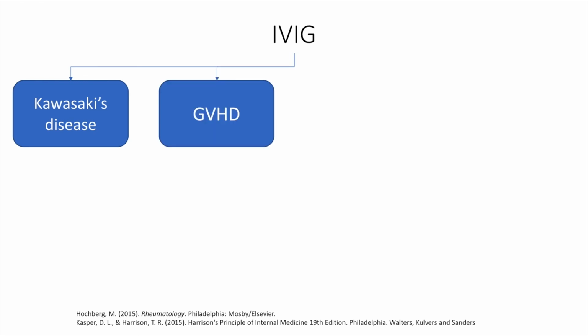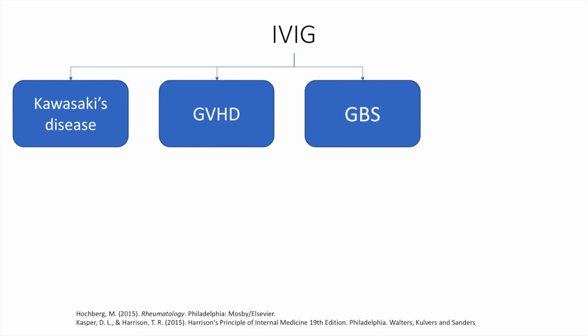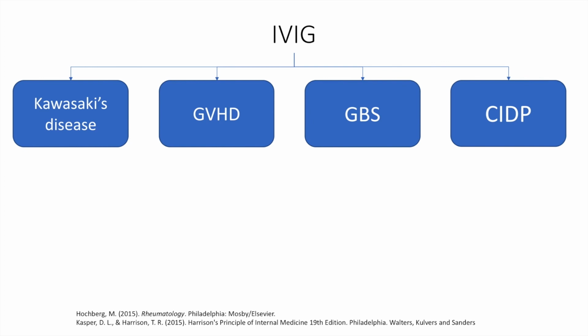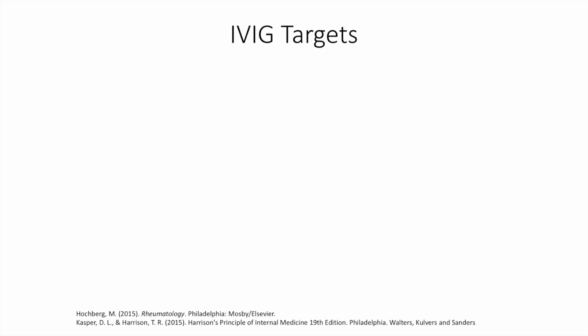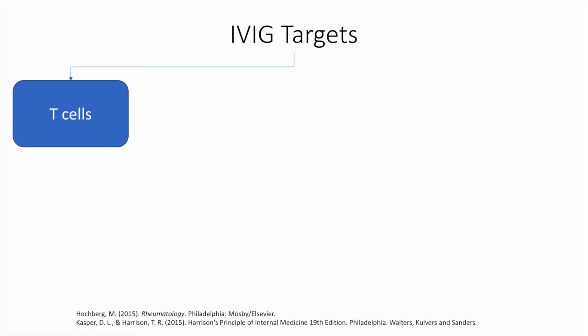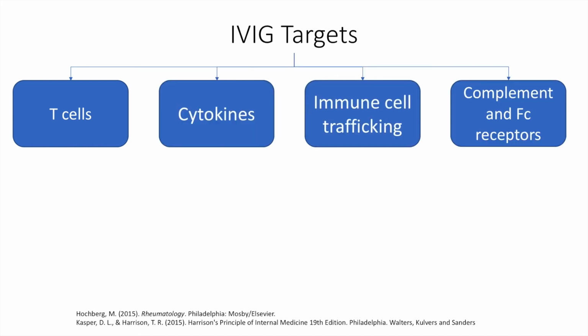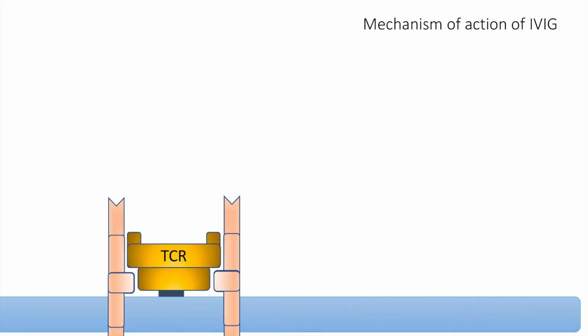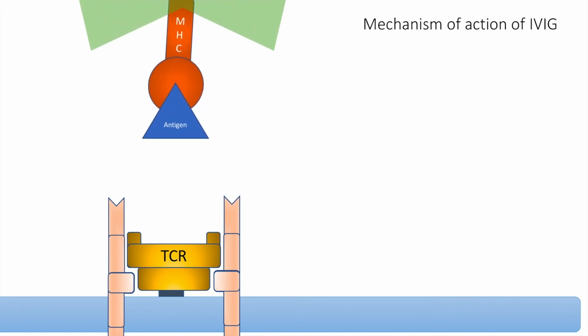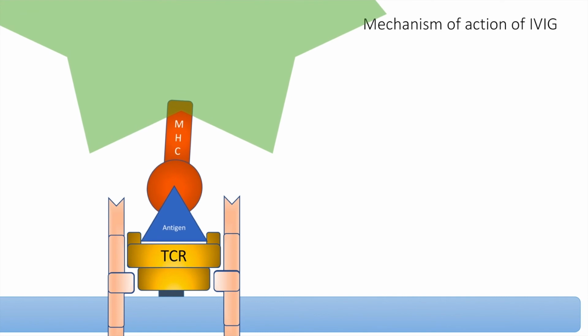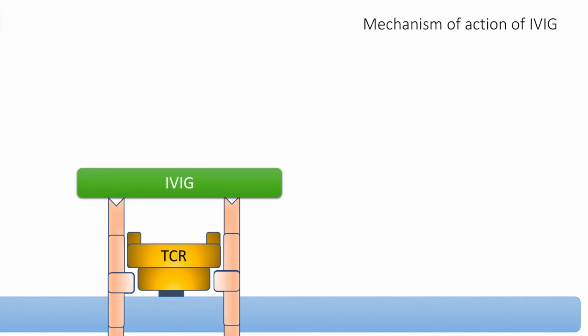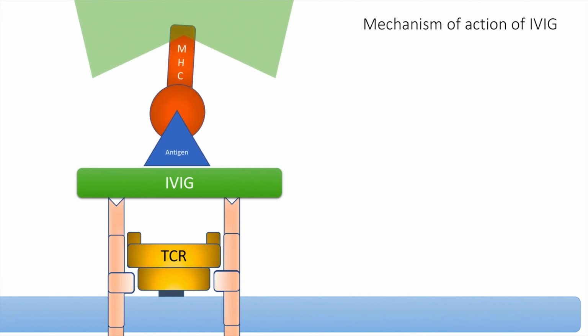Intravenous immunoglobulin is used in Kawasaki's disease, graft versus host disease, Guillain-Barré syndrome, and chronic inflammatory demyelinating polyneuropathy. The IVIG targets T cells, cytokines, immune cell trafficking, and complement and Fc receptors. The mechanism of action of IVIG is as follows. We had seen earlier that the antigen is presented by the macrophage to the T cell receptor in this fashion. However, when IVIG is present, this antigen presentation may not occur.